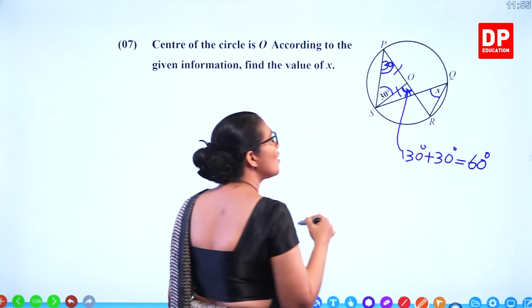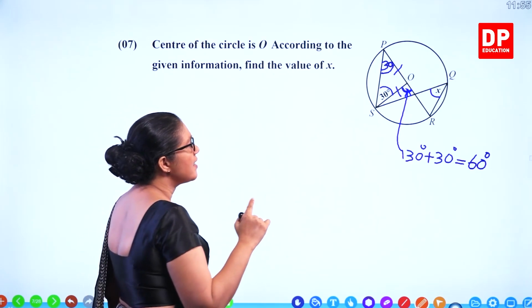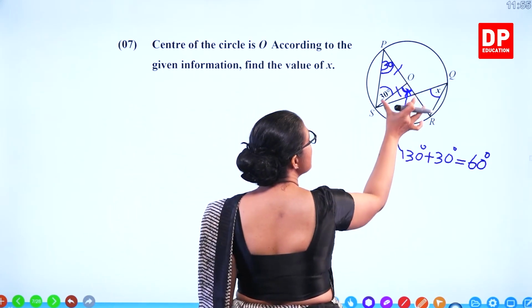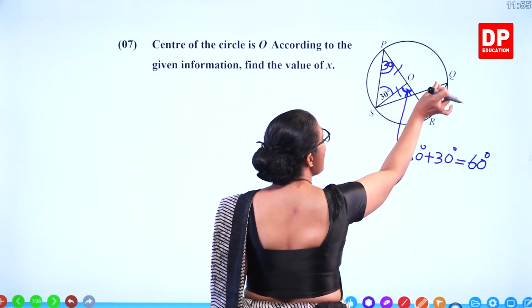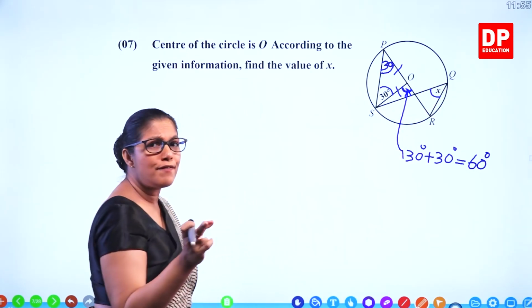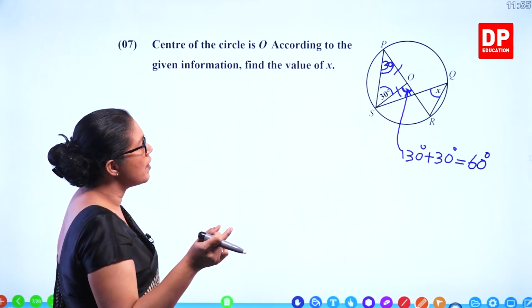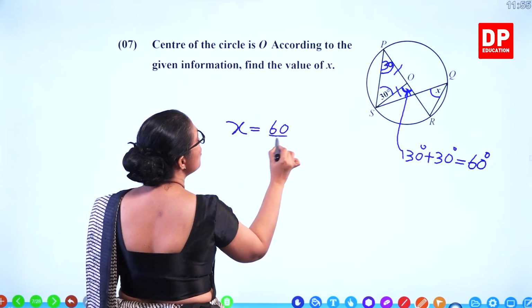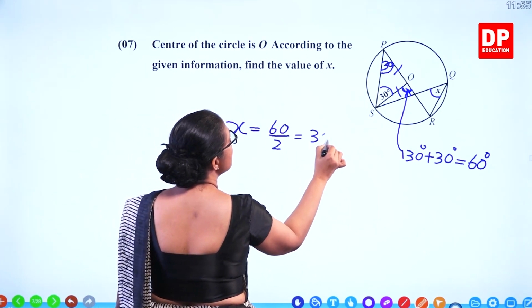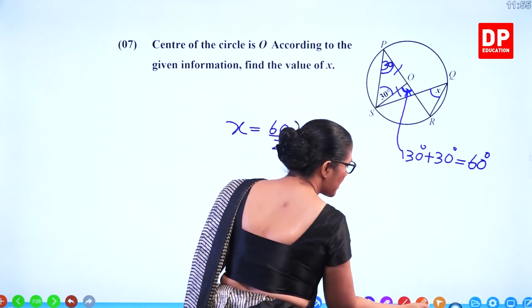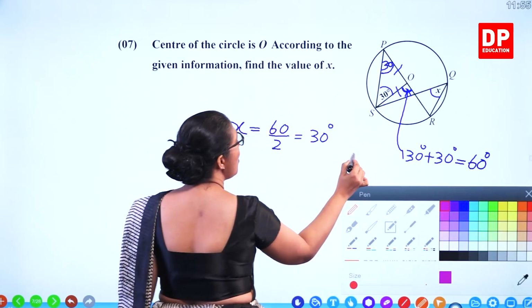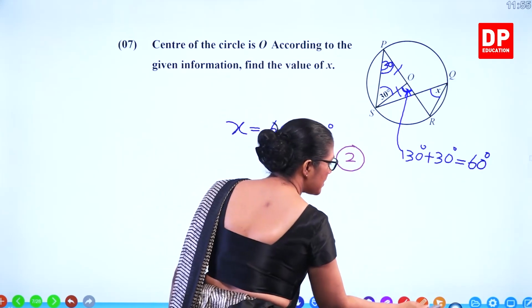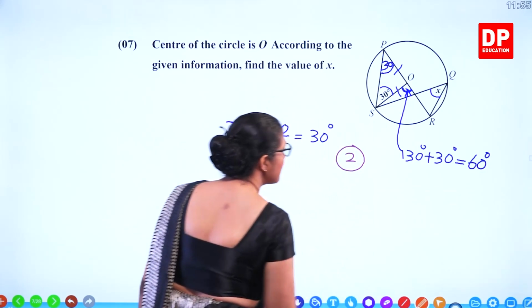Then straight away, what is x? Angle subtended at the center is 60. This is the angle subtended on the circumference. So that's half of it. So x is equal to 60 divided by 2. That's 30 degrees. So you get 2 marks for identifying that and the correct answer.